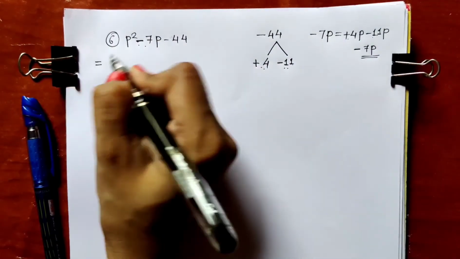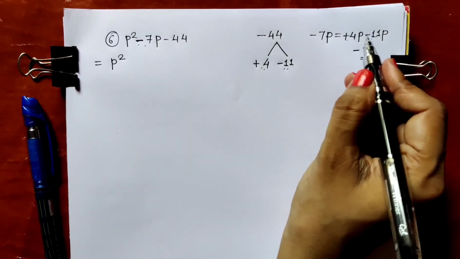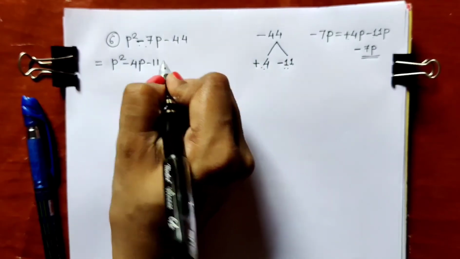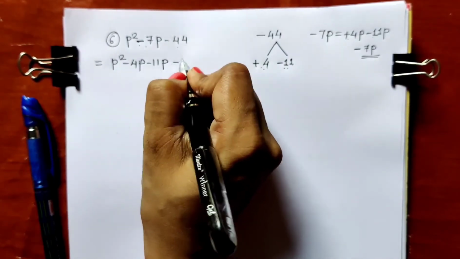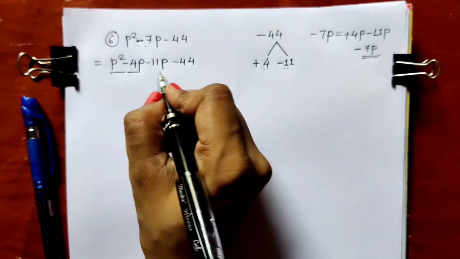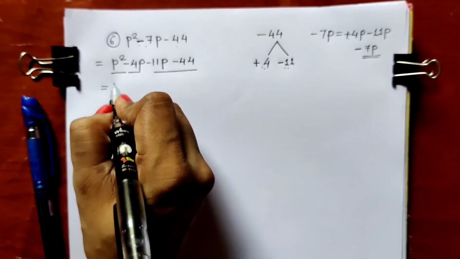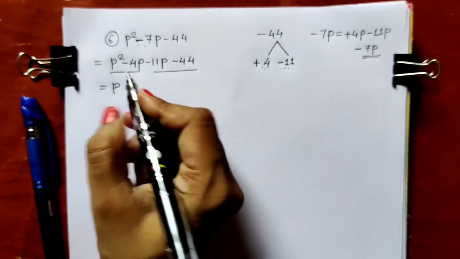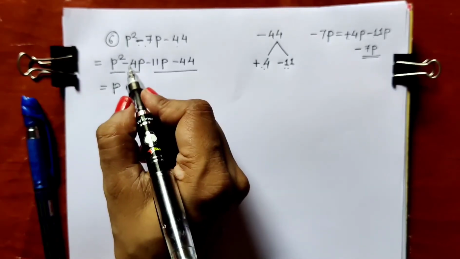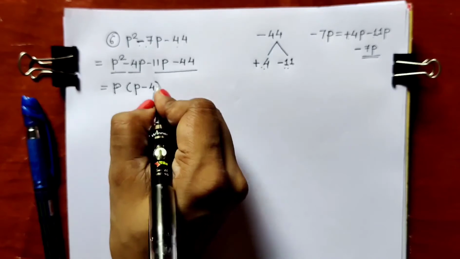Now let us factorize. First term we write as it is. In place of the middle term, we will be writing plus 4p minus 11p. And the last term minus 44 we write as it is. Now from the first and second term we take out common. From the third and fourth term we take out common. In the first and second term we can see p is common. So from the first term p is taken out common, 1p is remaining. From the second term minus 4p, p is taken out common, minus 4 is remaining.